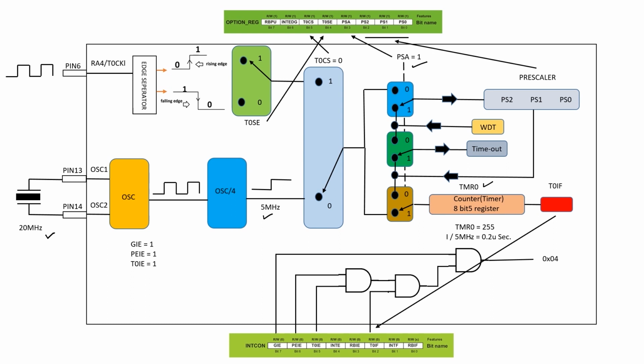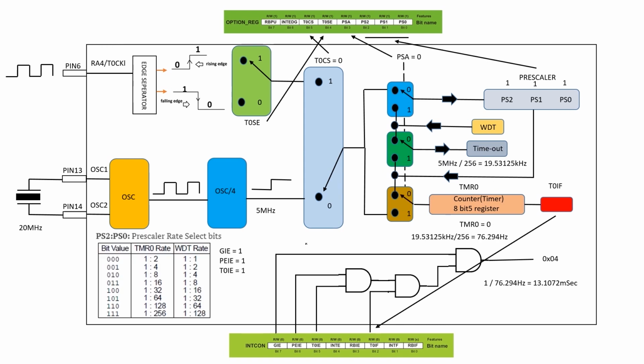If we calculate the time of 5 MHz, it equals 0.2 microsecond. And if the global interrupt enable, peripheral interrupt enable and timer 0 interrupt enable bits are 1, then after 0.2 microsecond, the program counter of the microcontroller will go to the address 04 and will execute the interrupt service routine.